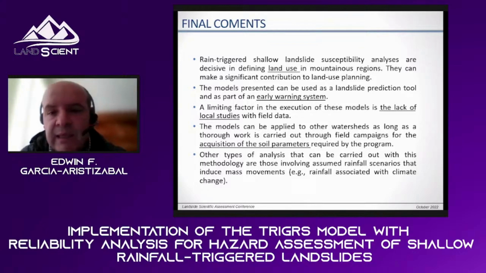Other types of analysis that can be carried out with this methodology are those involving assumed rainfall scenarios that induce mass movements. This program can be useful to study how the problem of landslides associated with climate change is going to be. We have a large duration of the rainfall and large intensities, and how is this working and resulting in landslides over time.